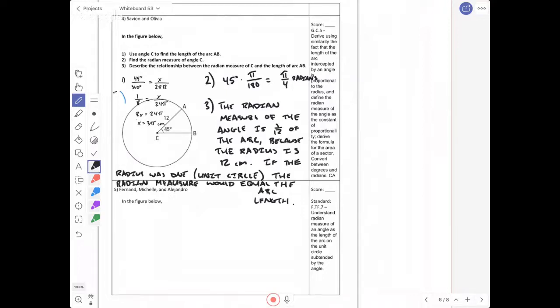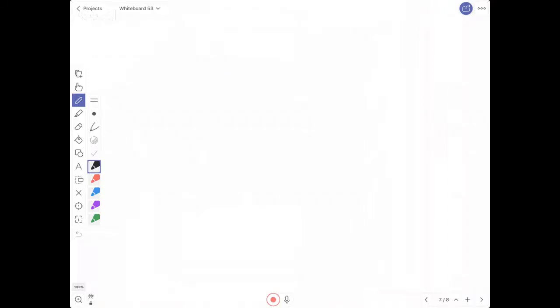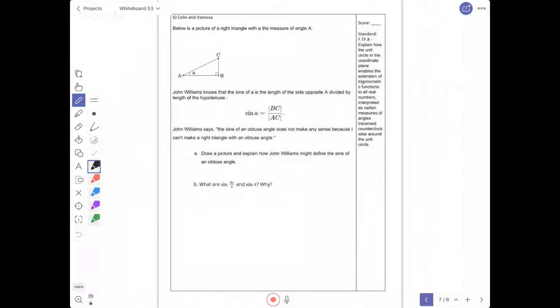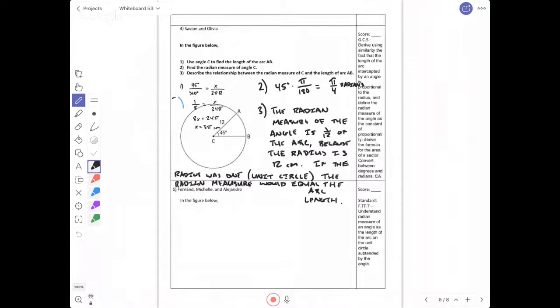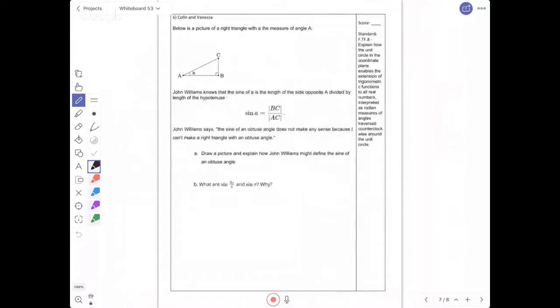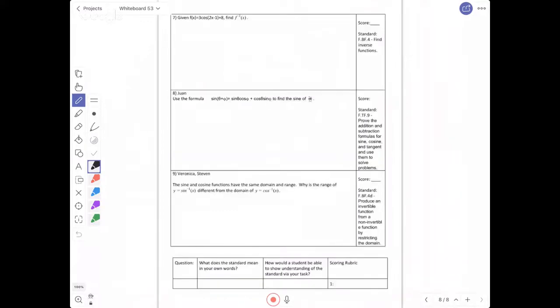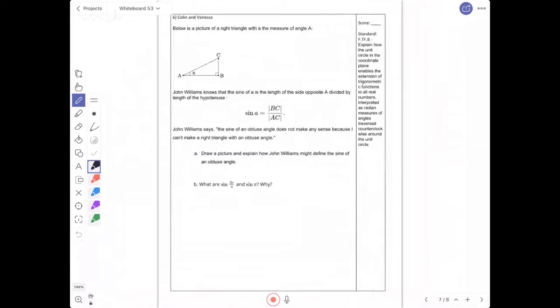Then we've got Fernando, Michelle, and Alejandro. It doesn't look like they finished that question. So there's number 6 by Colin and Vanessa. Oh, we have 9 questions on the extended test. I was wrong earlier. 9 questions on the extended test.